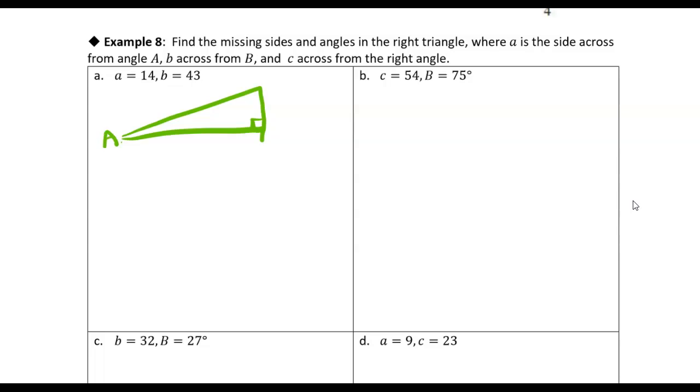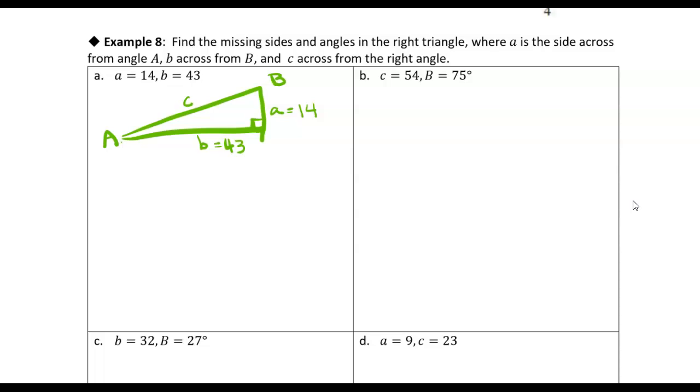And we'll call this angle A, we'll call this angle B, and the right angle is angle C. So this side is C. The side opposite of B is side lowercase b. The side opposite of angle A is lowercase a. And we're given that a, the side, is 14, and we're given that side b is 43. And so now we want to find the rest of the angles and the rest of the sides.